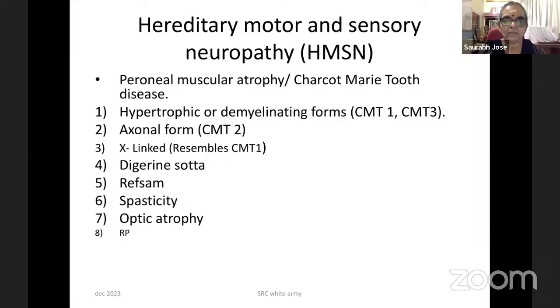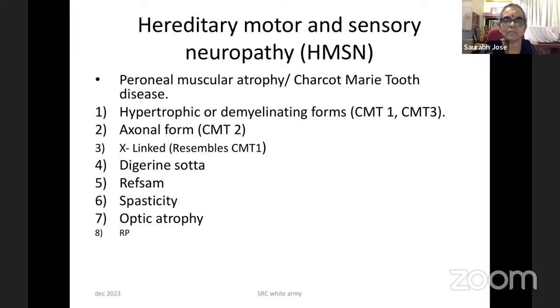Second is the axonal form, where there is distal wasting and distal reflexes are lost. There is no uniform areflexia. Nerve conduction is not very bad, but there is amplitude suppression. That is type 2, the axonal form. Type 3 is X-linked and resembles the demyelinating form, but if you take the history, only males become affected. Fourth is Dejerine-Sottas.